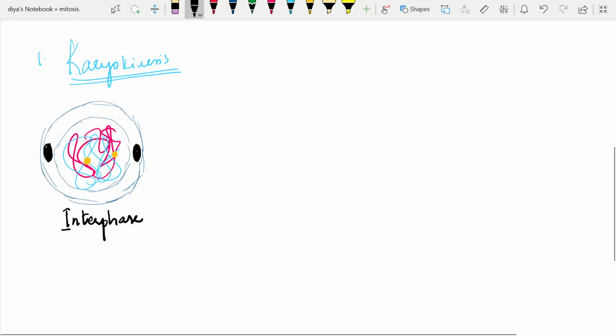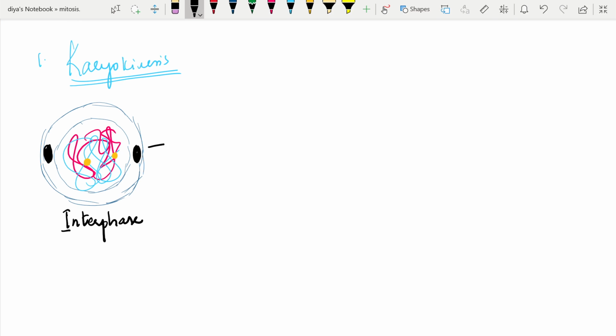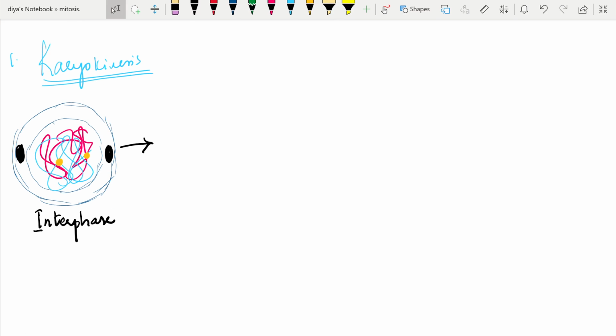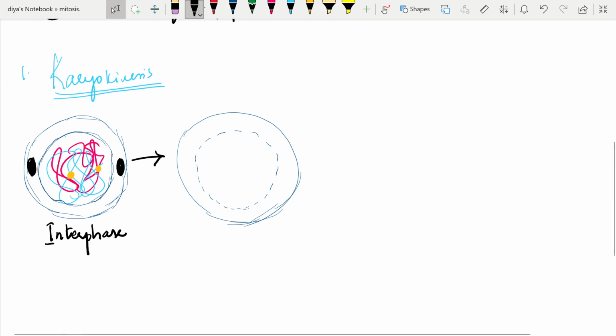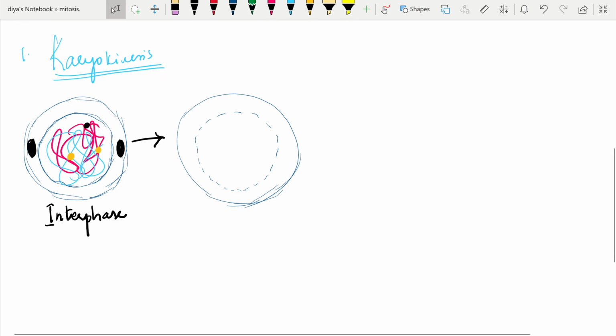Now after interphase, the cell goes into prophase. What happens in prophase is, suppose this is your cell now. Here the nuclear envelope starts to disappear. And one more thing, here we have the nucleolus. In prophase the nucleolus also starts to disappear. We cannot see the nucleolus in this phase of the cell cycle.